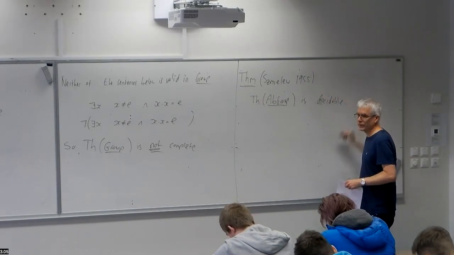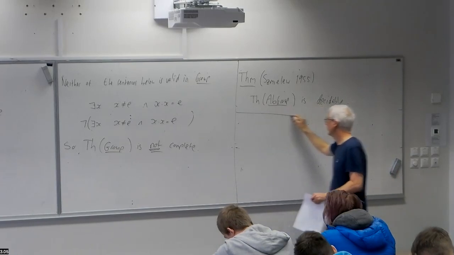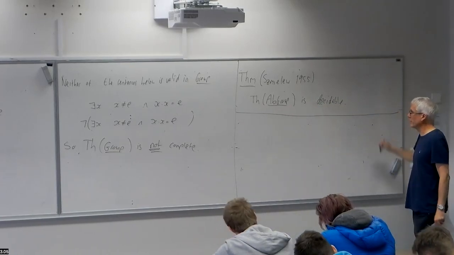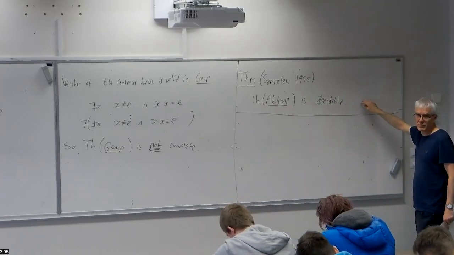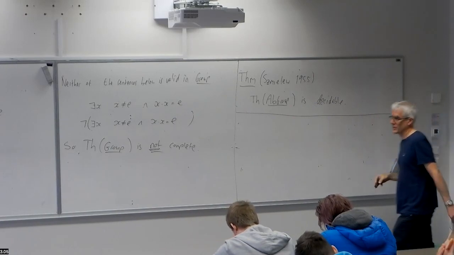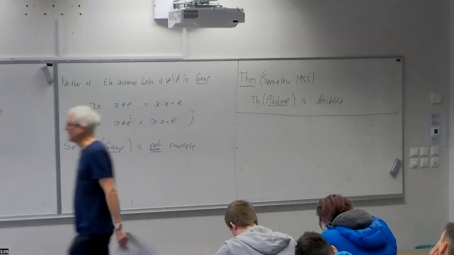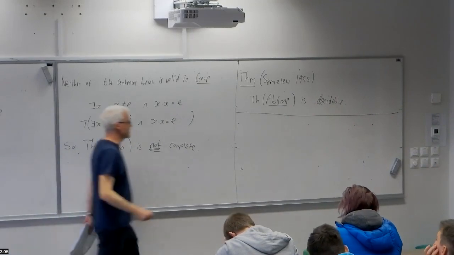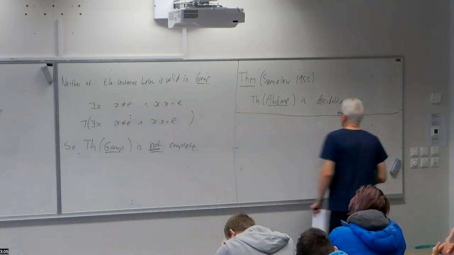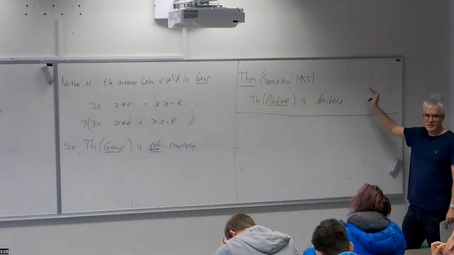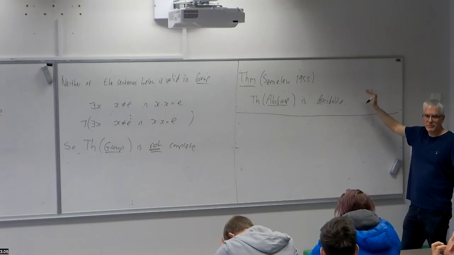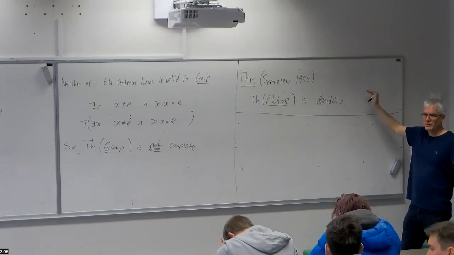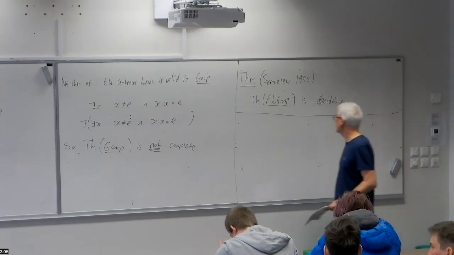And like the real numbers, what this means is that there exists an algorithm, which we can write as a computer program, that takes as input a sentence over the signature for groups and tells us yes, if that is a valid sentence about a valid property about abelian groups, and no, if it's not a valid property about abelian groups.